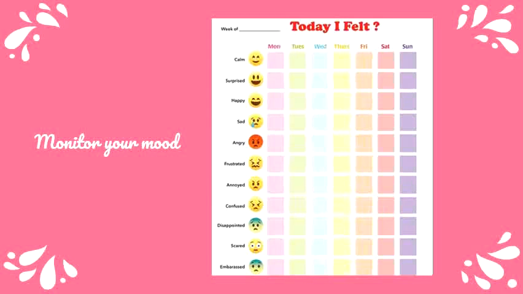You can also keep track of your emotion by making a chart like this to monitor your mood. How did you feel today? You have a series of emotions written down and the days of the week. So every time you feel a particular emotion, you can tick it. And in this way, you will know how you have felt for the entire day and over the week.